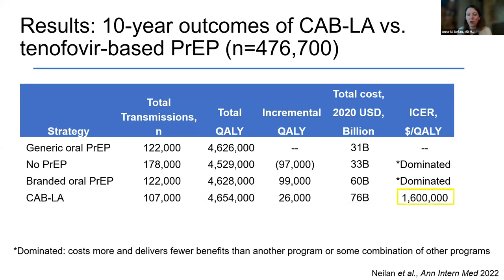Okay. We compared the cost and benefits of CAB-LA to generic oral PrEP at 10 years and found that the ICER of CAB-LA would be $1.6 million per QALY, which is really well above any commonly considered cost effectiveness thresholds.